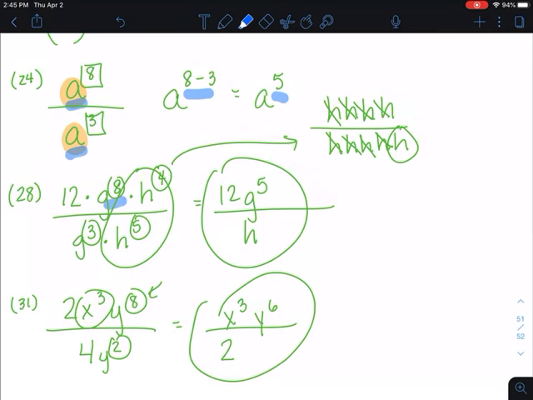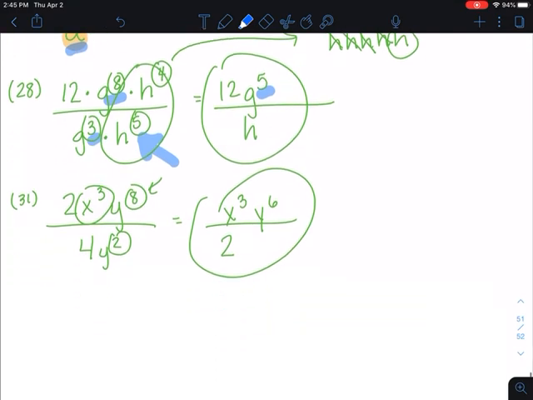Here we kept our 12, there was nothing on the bottom to simplify. So then we subtracted the 8 and the 3 and got 5 left over. And then 4 minus 5, we had 1 left, but it stayed on the bottom because the 5 was the greater side, so the extra will stay on the bottom.